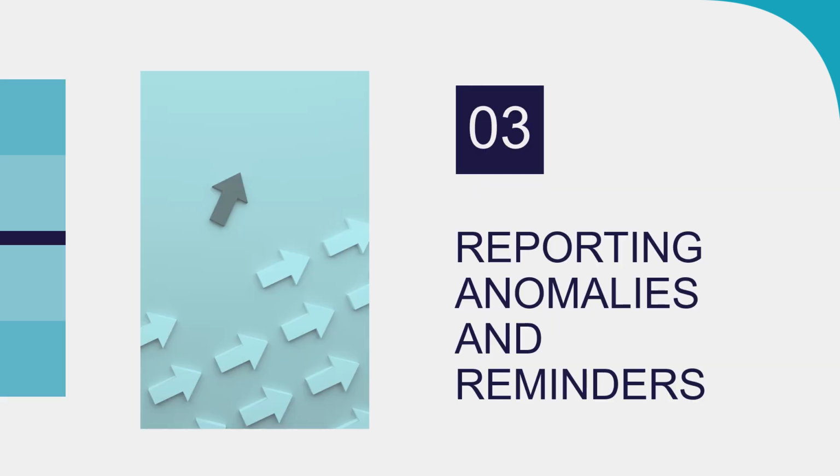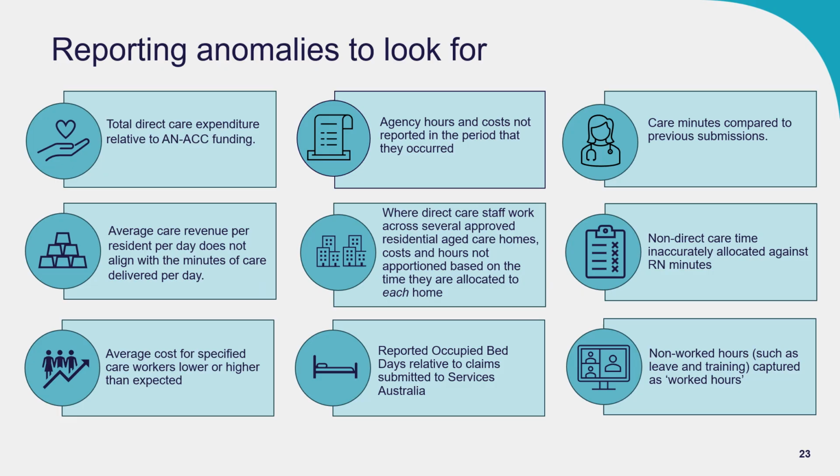This section outlines some reporting anomalies to be aware of, along with some useful reminders when submitting the QFR. As a quick check of your QFR submission, please be aware of the following, which may indicate an error in your data. Firstly, the reported direct care expenditure is disproportionately high when compared with ANAC funding received. Care revenue per resident per day which is disproportionately high or low compared with care minutes delivered. For example, high revenue per resident per day would be expected to translate to high care minutes.